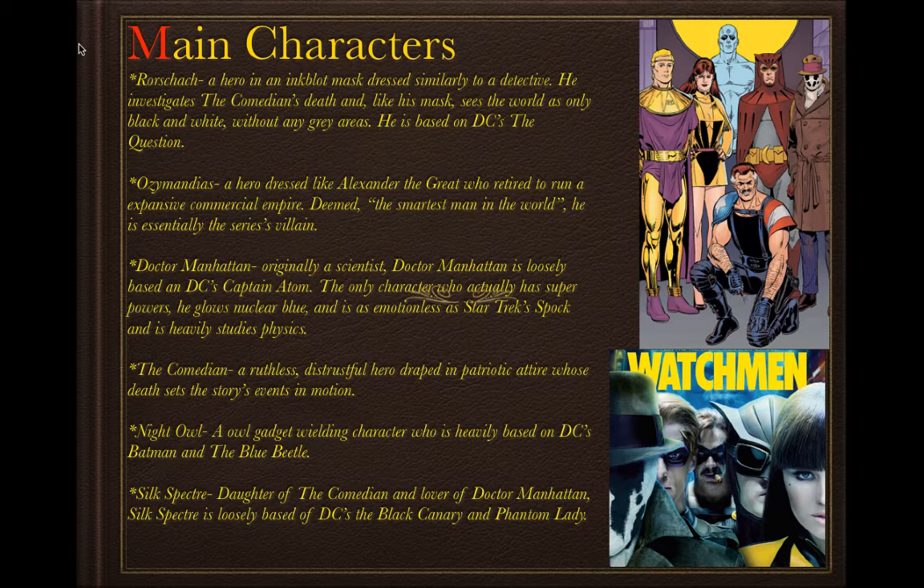First is Rorschach. He's a hero in an ink blot mask who's dressed in a trench coat and a bowler hat, similar to your normal detective. He's the one investigating the Comedian's death, and like his mask, sees the world as only black and white without any gray areas. He has very many similarities to Detective Comics character The Question.